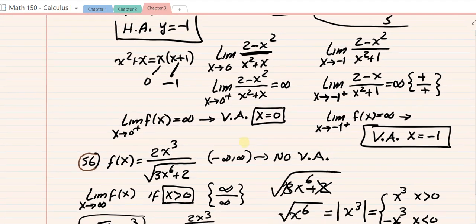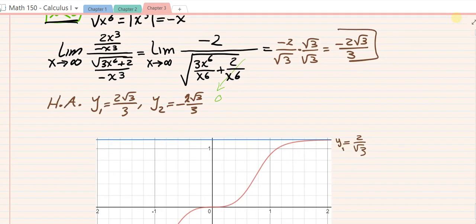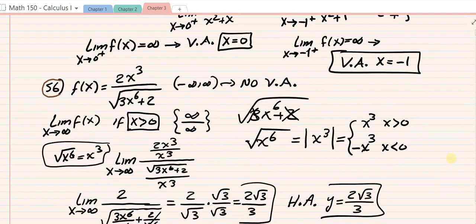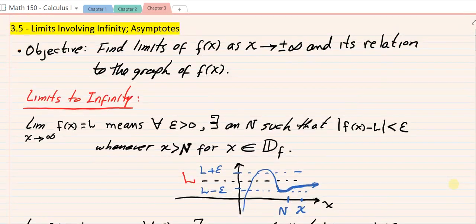Very interesting section at that. And we are good. We are through with this section 3.5.